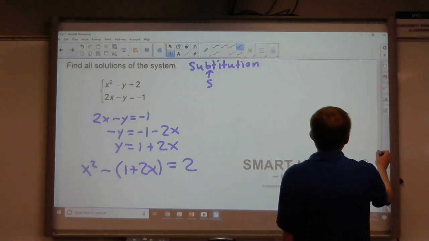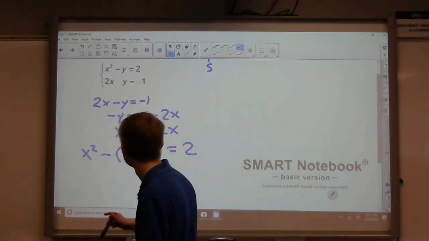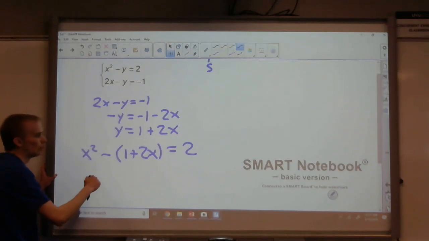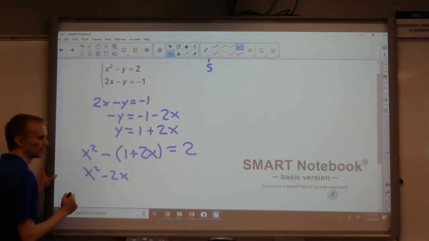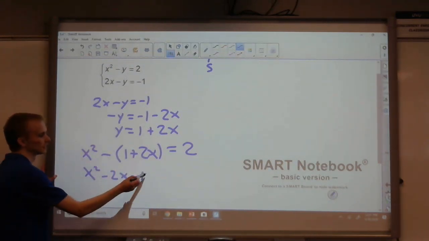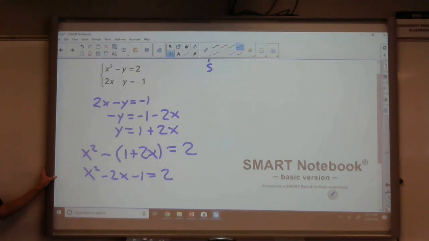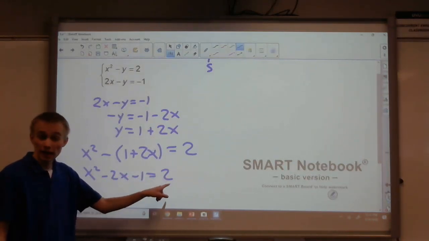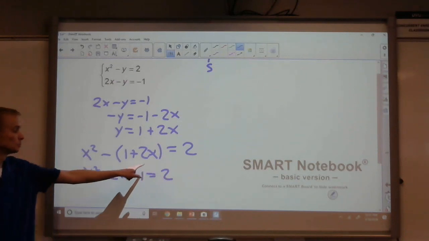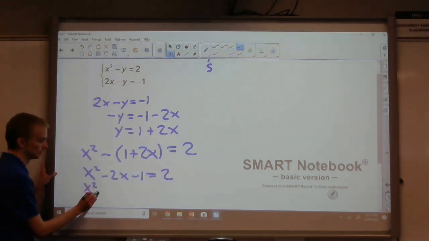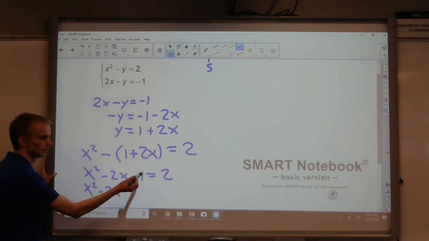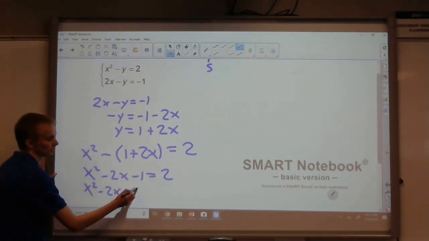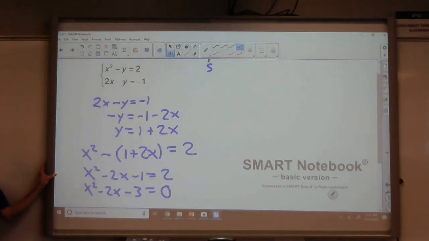So I've got this set up. So I'm going to distribute it through my negative on this. We get x squared minus 2x. I'm just going to put that first because that's normally what I do. Minus 1 is equal to 2. Okay. And now I have a quadratic equation. To solve it, I want it to equal 0. So I subtract 2 from both sides. I get, this is a -1 minus 2 is going to be minus 3 equals 0.